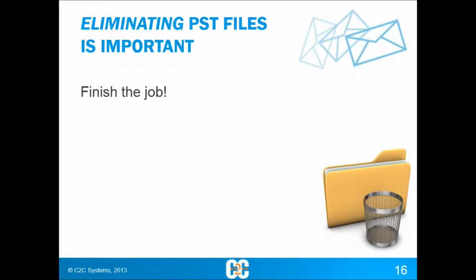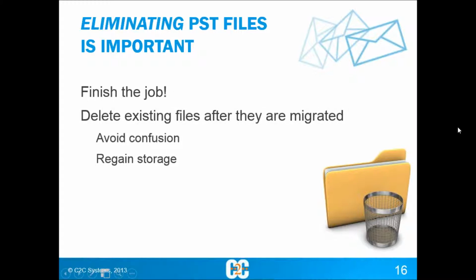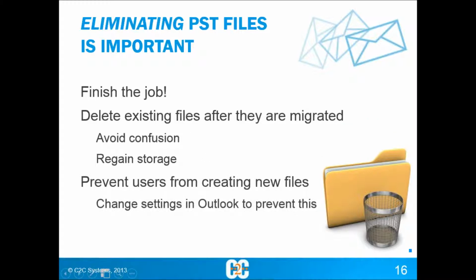Now, finally, the last step, and really the most important thing, is eliminating PST files. The key thing to do is make sure you finish the job. So when the data gets migrated either back into an archive mailbox or perhaps back into a primary mailbox, make sure those files are deleted and that data goes away so that you don't have users that are confused and you can regain that storage space. Also, you want to, of course, prevent users from creating new files. And there are changes, as everyone knows, in Outlook and Exchange Group Policy to make that happen. So we just need to make sure that people, when they do the elimination piece, make sure you finish the job.